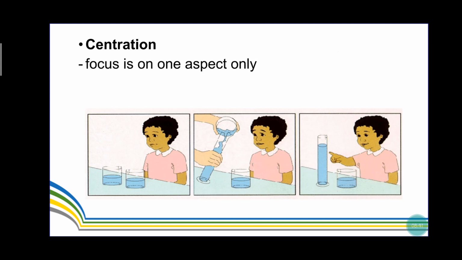Next, we have the centration. Centration is when a child becomes completely fixed on one point, not allowing them to see the wider or the bigger picture. So they only focus on one aspect. So they are disregarding the wider picture. Just like what the picture says.